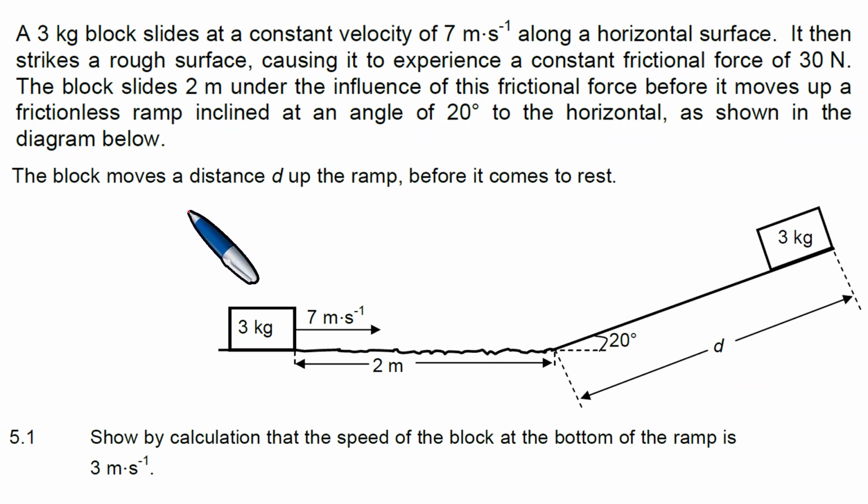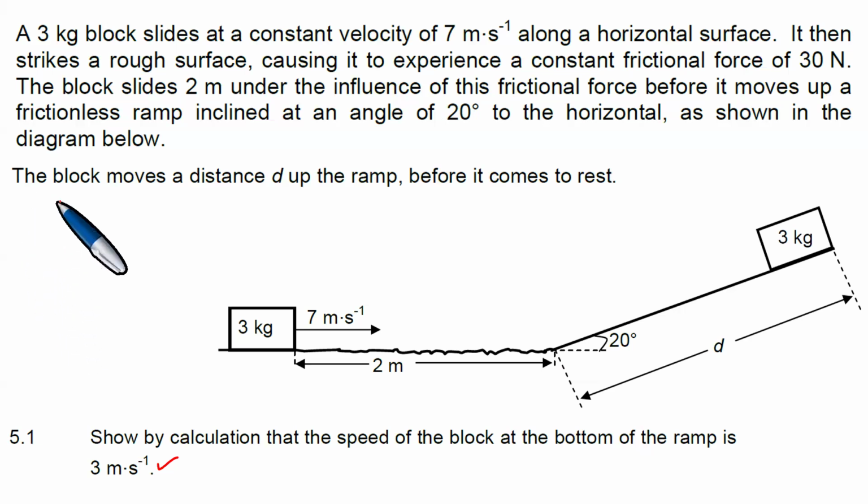The block moves a distance d up the ramp before it comes to rest. Show by calculation that the speed of the block at the bottom of the ramp is 3 meters per second. We need to show that the speed at the bottom of the ramp is 3 meters per second. A couple of things we're going to take into account here, and we can do this with great simplicity.